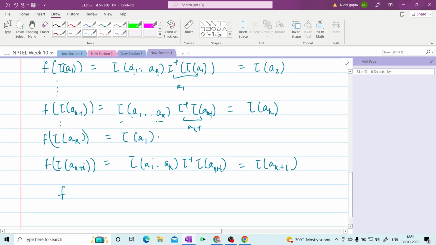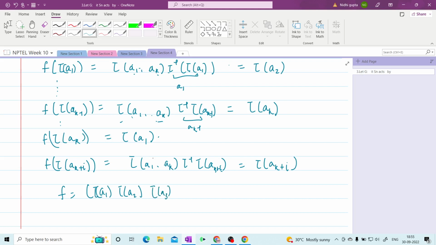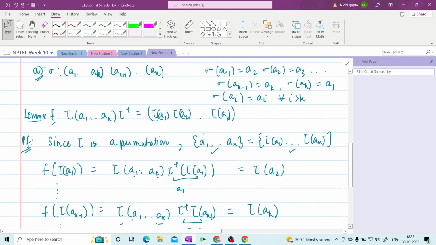So what is our f? F sends tau A1 to tau A2. Tau A2 goes to tau A3. Tau AK minus 1 goes to tau AK. Tau AK again goes to tau A1. So it is a cycle. And rest all elements are fixed. So we get our lemma that under the conjugation action, a K cycle goes to a K cycle of this form.